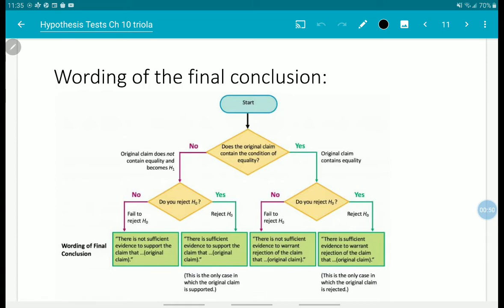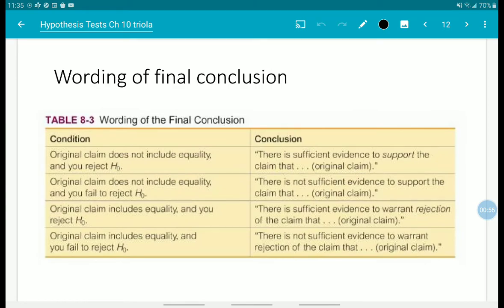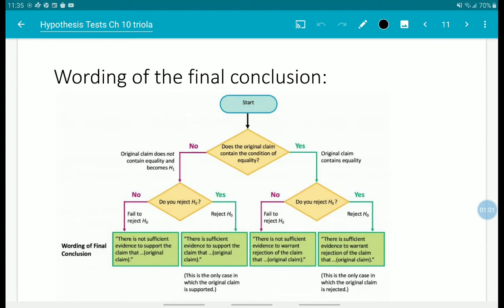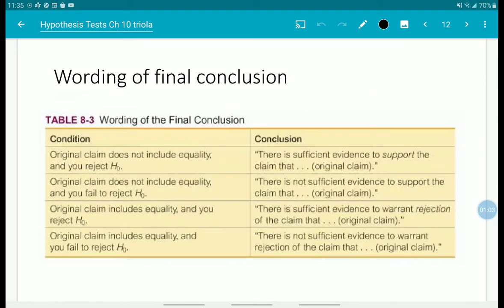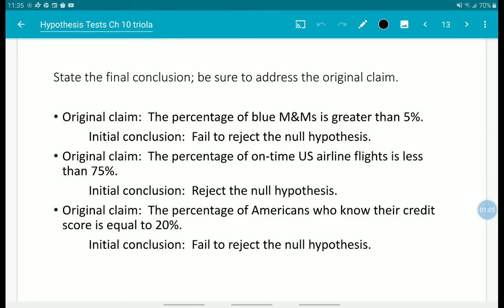So let's look at how to use this chart. The next slide is basically the same chart, just written out a little bit easier. I like using the flowchart over here because I think you can see it a little better. So let's look at a few examples. I'm going to call these 1, 2, and 3.